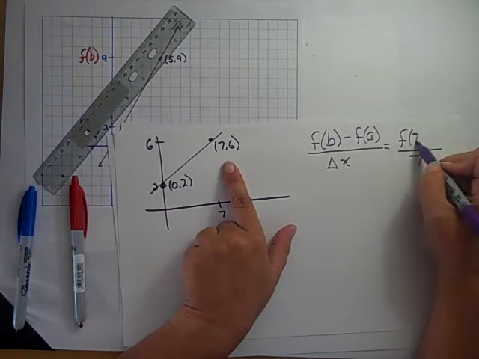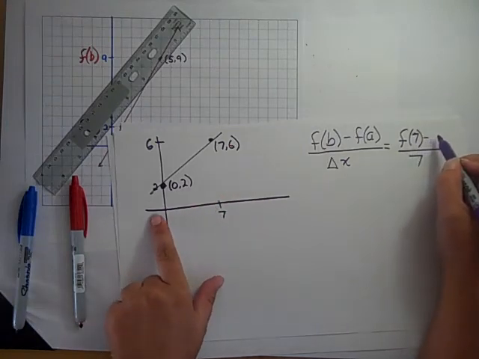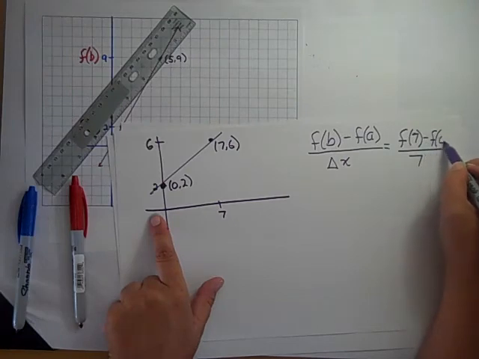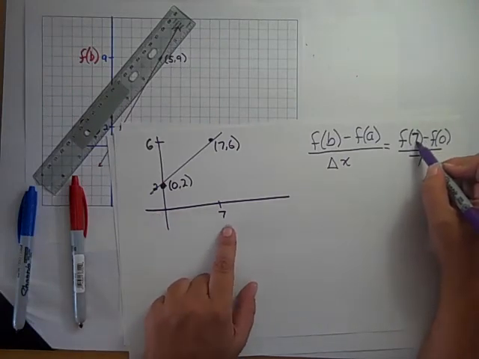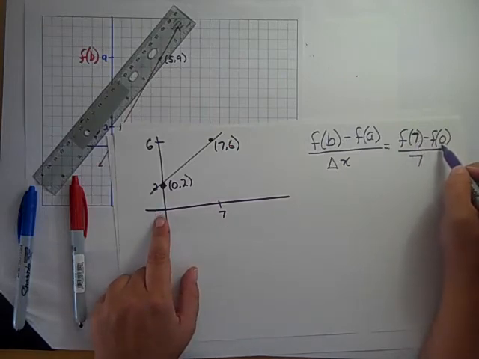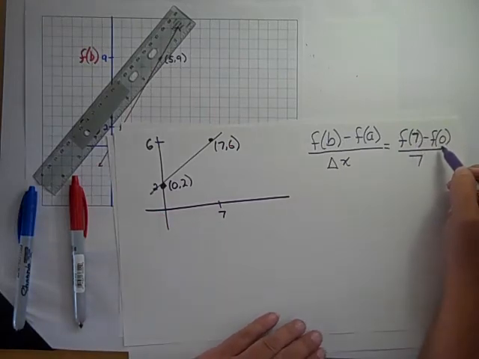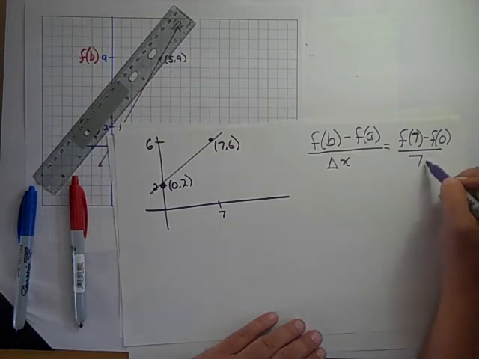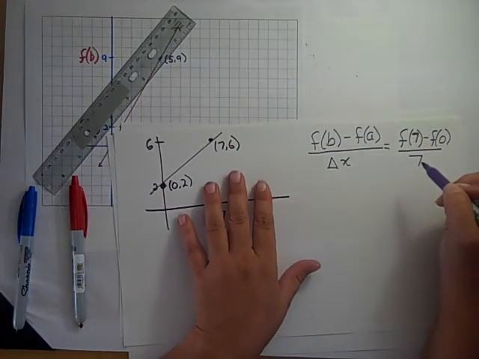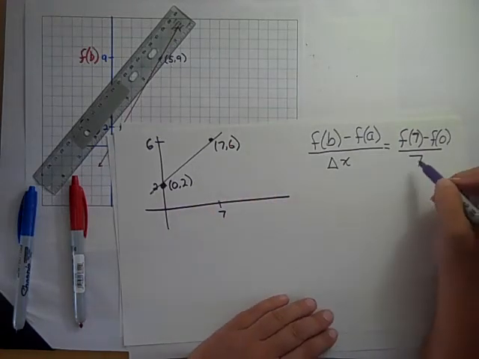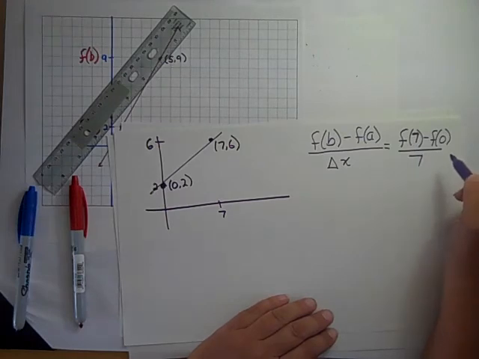And let's just rewrite f of b as f of 7. And f of a is going to be f of 0. Right, because these are our two x values. So this is x2 and this is x1. So it's just another way to write the slope formula. It's the same as y2 minus y1 over x2 minus x1. And if it'll help you remember it better, stop the tape for a minute, and actually do the x2 minus x1 and y2 minus y1.